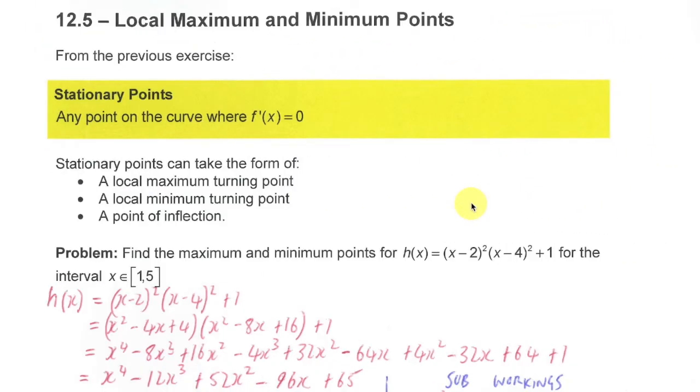at local max and min points. Wherever the gradient is equal to 0, we'll have a stationary point. And this can be a max, a min, or a point of inflection, and we've spoken about that in 12.4.